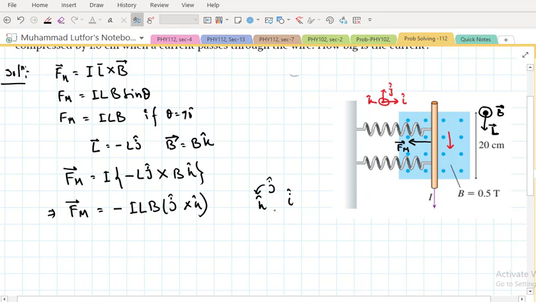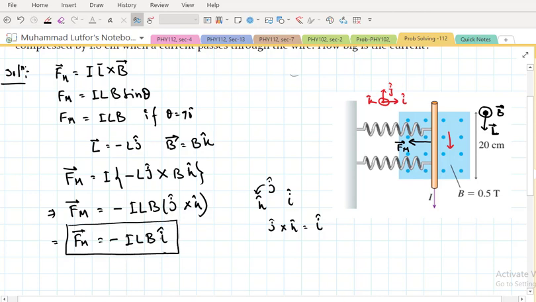I'm moving counterclockwise, then you see that j cross k would be basically positive i hat, right? The magnetic force is going to be minus I L B i hat, which is towards the negative x direction, right? Towards the leftward. Mathematically I can also find it.